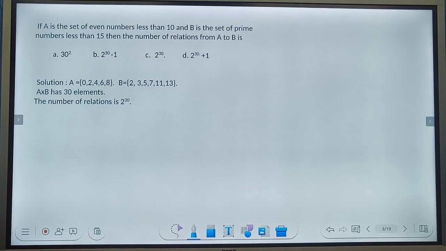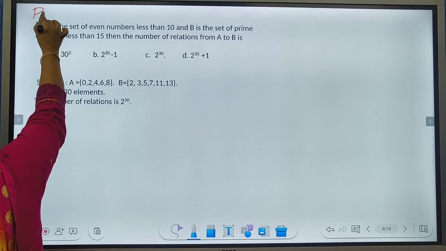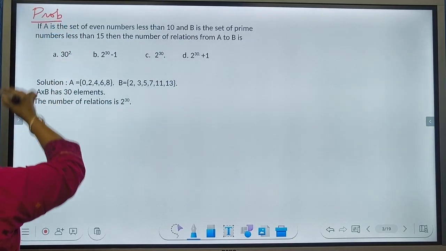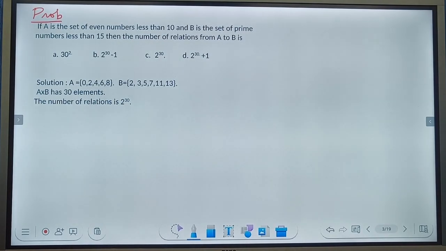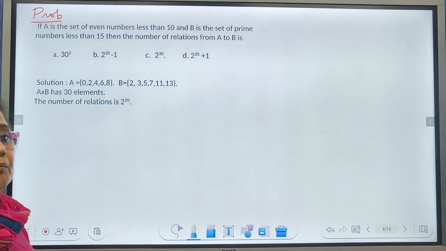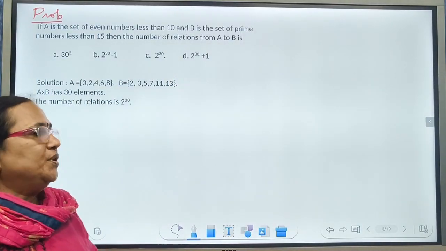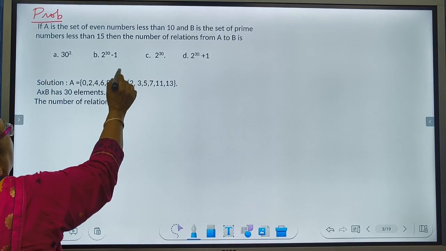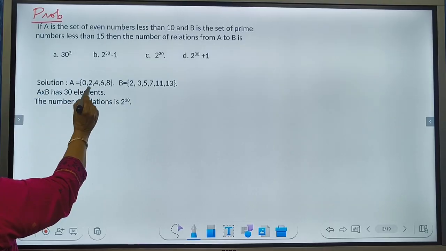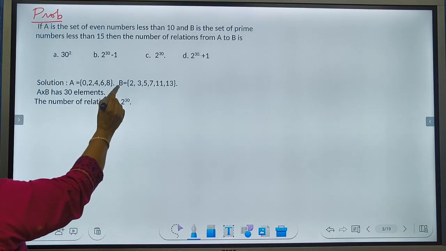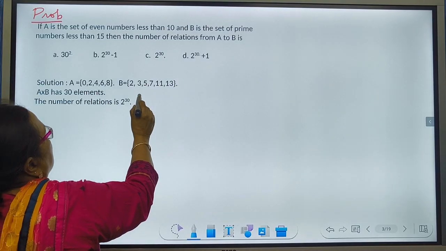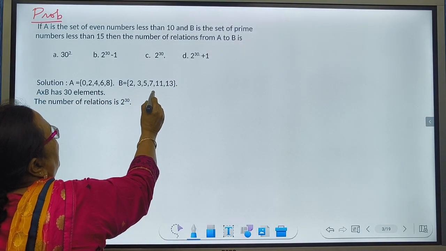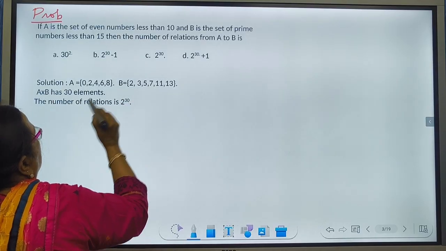Now let us look at this problem. A is the set of even numbers less than 10 and B is the set of prime numbers less than 15. You have to find the number of relations from A to B. So A is the set of all even numbers less than 10. So A equal to {0, 2, 4, 6, 8}. B is the set of all prime numbers less than 15. So {2, 3, 5, 7, 11, 13}.